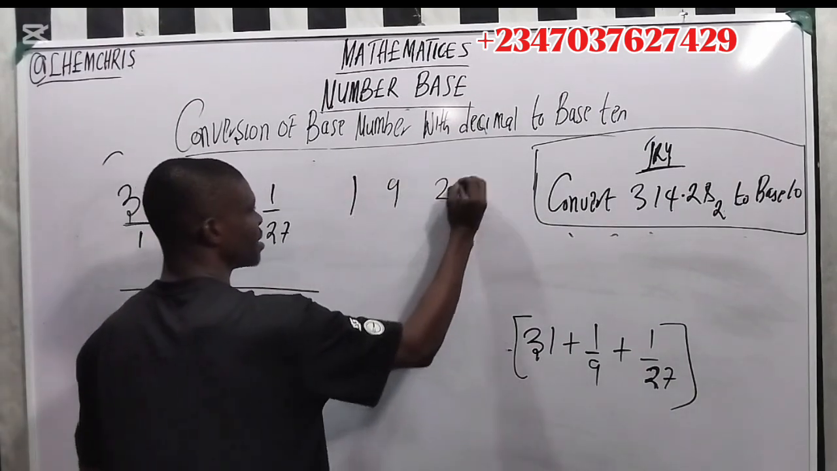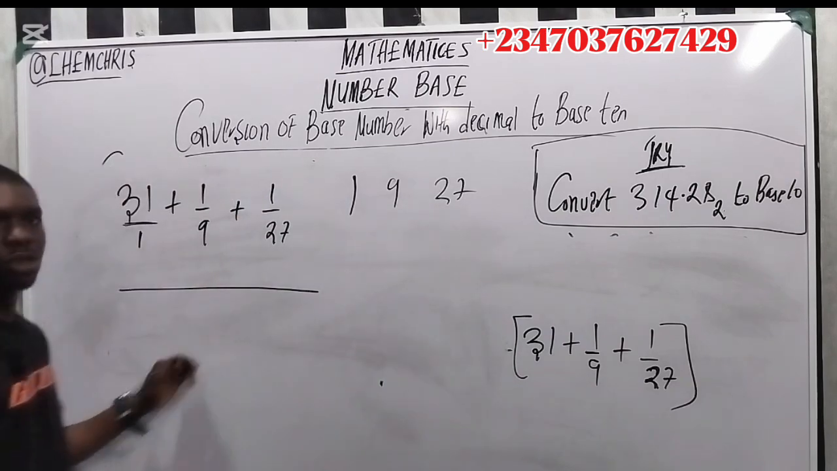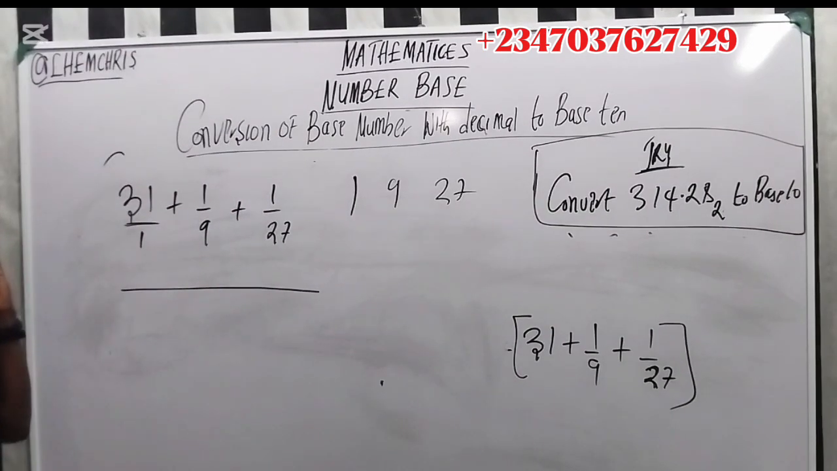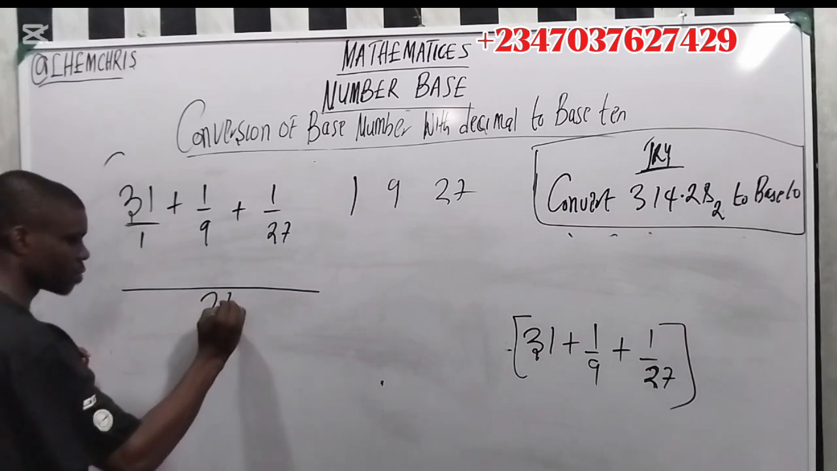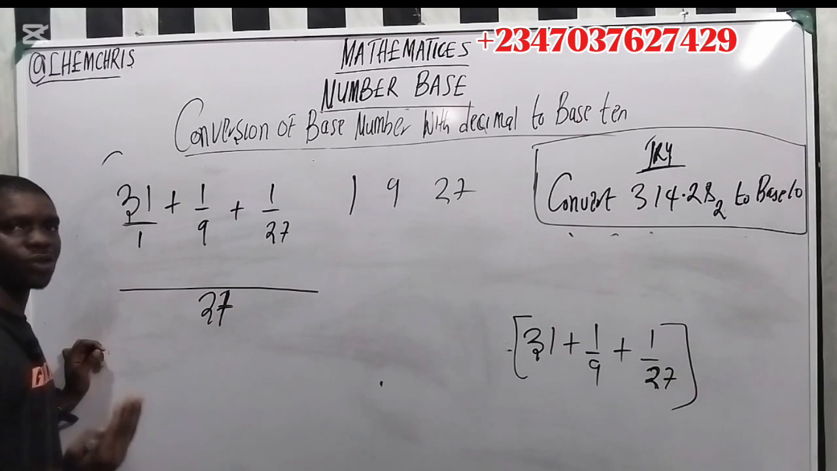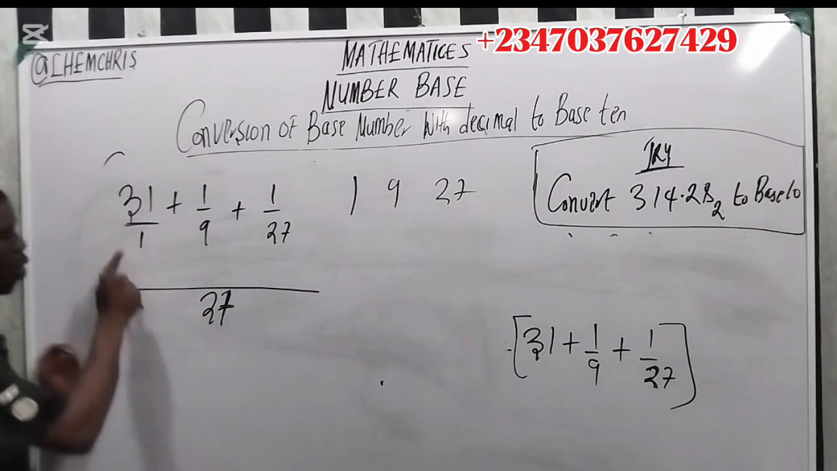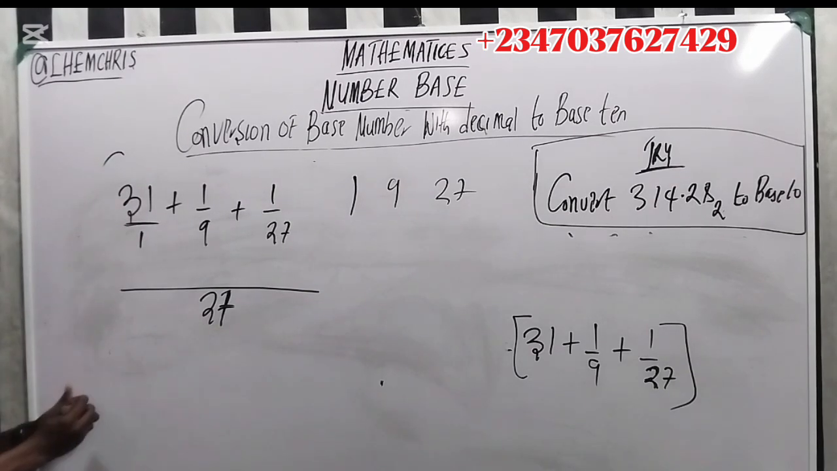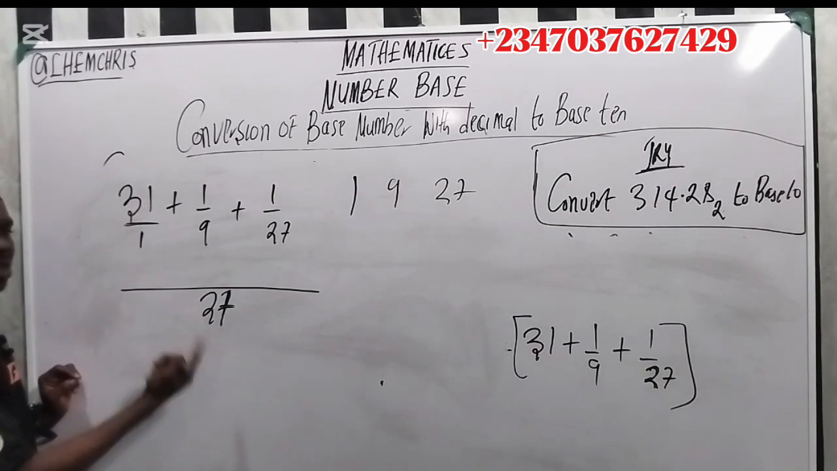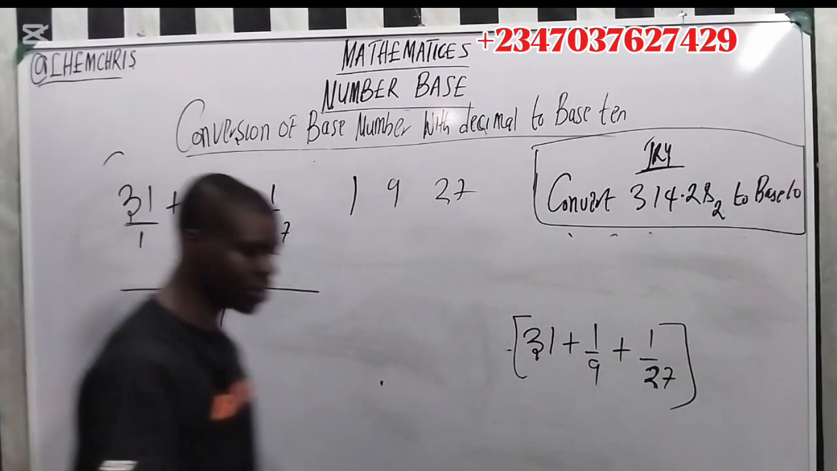1, 9, and 27. If you look at the LCM, lowest common multiple, it is going to be 27. Now, for those who don't know how to calculate LCM, you need to go back to your primary school and study it more seriously. 1 going into 27 is 27. 1 divided by 27 is 27. 27 times 31.